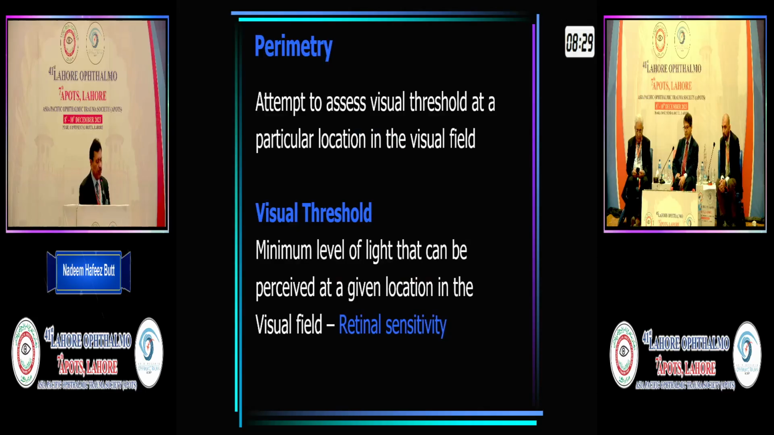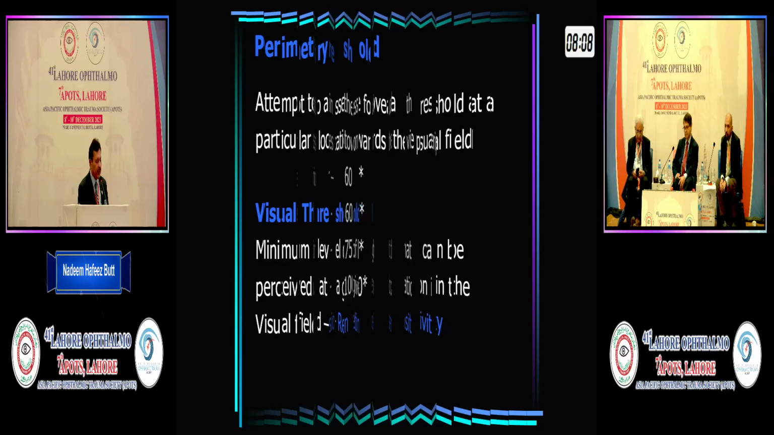My focus today will obviously be on visual fields, which in general terms is also called perimetry. This is an attempt to assess the visual threshold at a particular location in the visual field. And what is a visual threshold? Visual threshold is the minimum level of light that can be perceived at a given location in the visual field, and is also called retinal sensitivity.